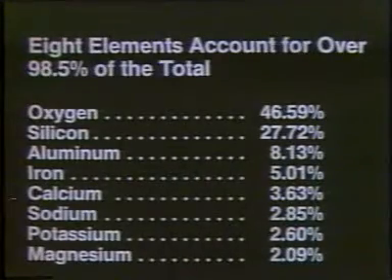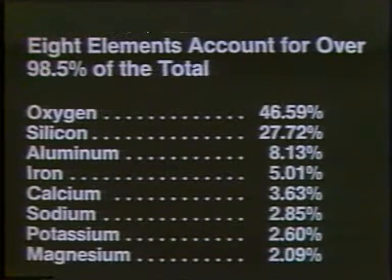If we looked at the first slide, we'd see that there are only 8 elements out of the approximate 100 elements in the periodic table. There are only 8 elements that occupy approximately 98.6% of the Earth's crust. And all the rest of the 100 make up the 1.4%.